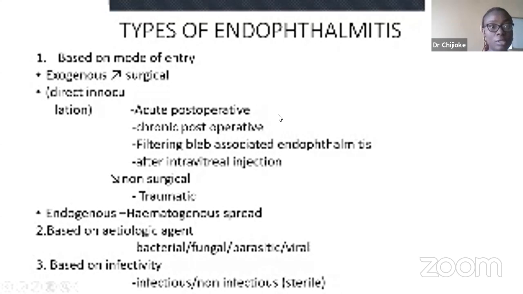On the exogenous, that's by direct inoculation of the organism from outside the body. It can be surgical or non-surgical. Under surgical, we have acute post-operative endophthalmitis, chronic post-operative endophthalmitis, filtering bleb-associated endophthalmitis, and endophthalmitis after intravitreal injection. Then under non-surgical, we have traumatic endophthalmitis.